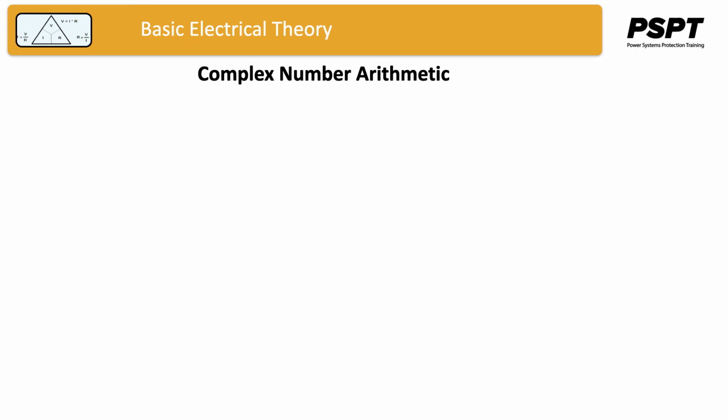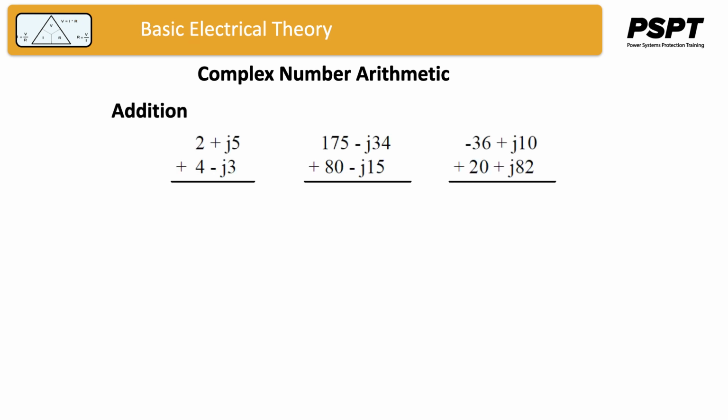So when dealing with addition and subtraction of phasors or complex numbers, which phasors are, you simply add the real components of the complex number to determine the real component sum, and you add the imaginary component to determine the imaginary sum of the phasors. So in our example, in the first example on the left, you have a phasor 2 plus J5 added to 4 minus J3, which would give you the resultant phasor of 6 plus J2.